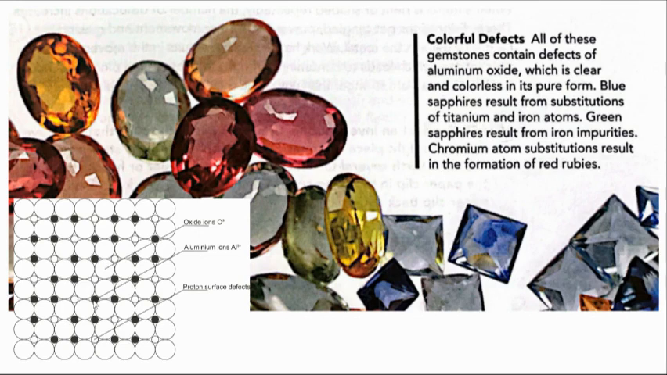Generally, aluminum oxide is clear and colorless if it's pure aluminum oxide. But blue sapphires result from substitutions of titanium within the crystal lattice, as well as iron atoms. Green sapphires result from iron impurities being substituted into the crystal lattice, and chromium being substituted in forms red rubies. So when we have defects or substitutions within the crystal lattice of something besides aluminum and oxygen atoms, we get a different color gemstone.